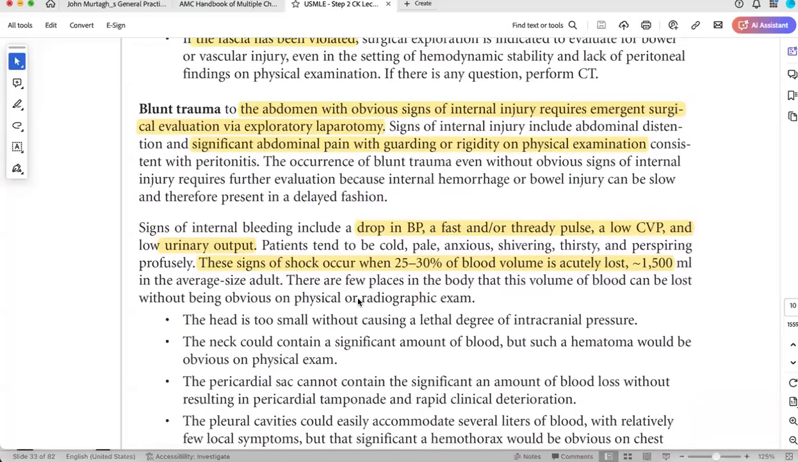So for a blunt trauma patient, if you are suspicious of internal injury, first look at whether the patient is vitally stable or not. If the patient is stable, do a CT scan to find out what has been injured. And if the patient is vitally unstable, then you need to do a FAST scan.